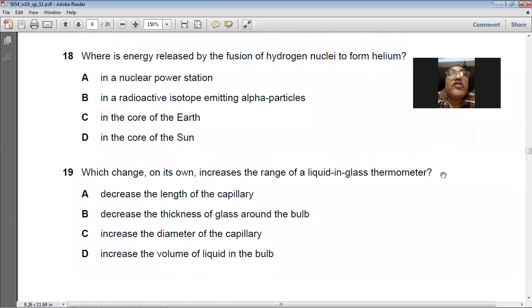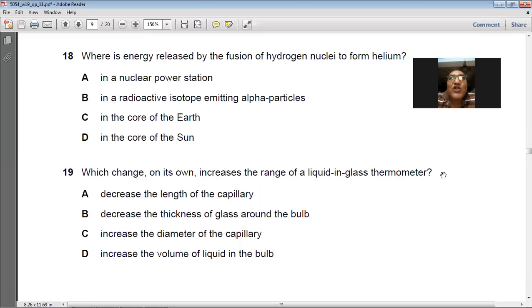Where is the energy released by the fusion of hydrogen nuclei to form helium? This is happening on the sun, on the stars: smaller nuclei of hydrogen come close to each other, they fuse into each other, and they make larger nuclei of helium. Small nuclei of hydrogen come close to each other and fuse with each other and form a larger nucleus of helium. We call it fusion.